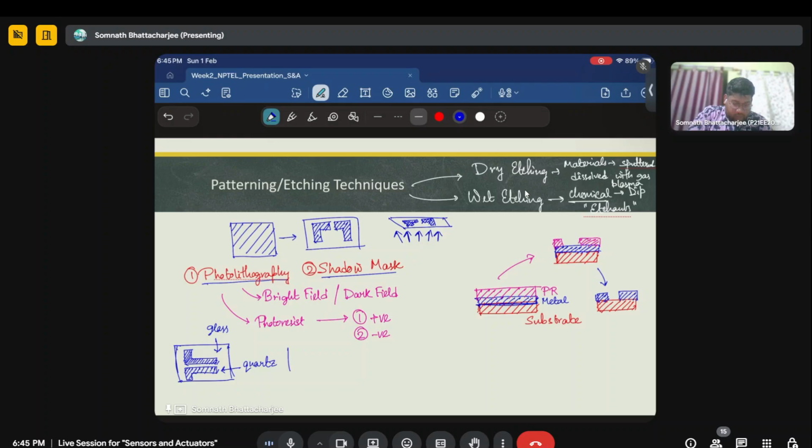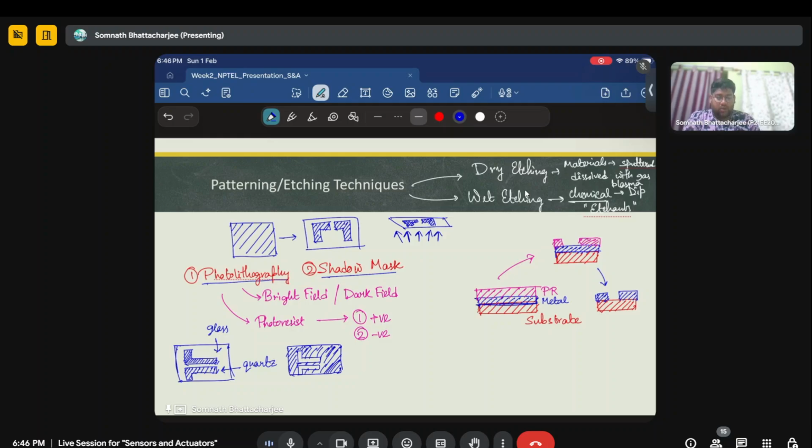Similarly, if you have a mask in which the pattern is like this, but everything else is entirely made out of quartz, so the pattern is the same. Ignore my poor drawing skills. If the pattern looks like this and everything looks dark, this is a dark field mask. Now, based on the choice of your photoresist, you will have either a negative pattern or a positive pattern.